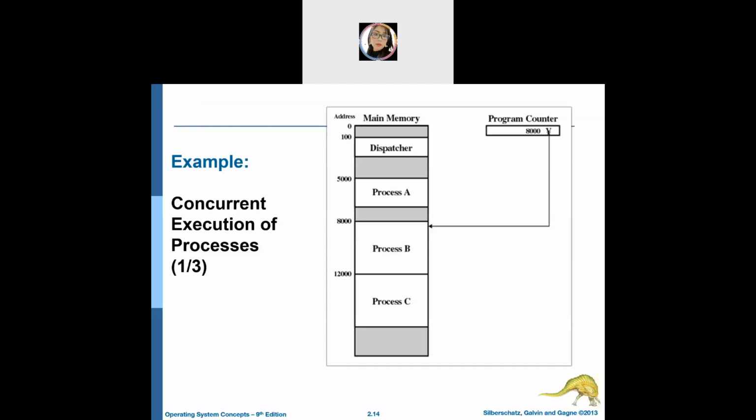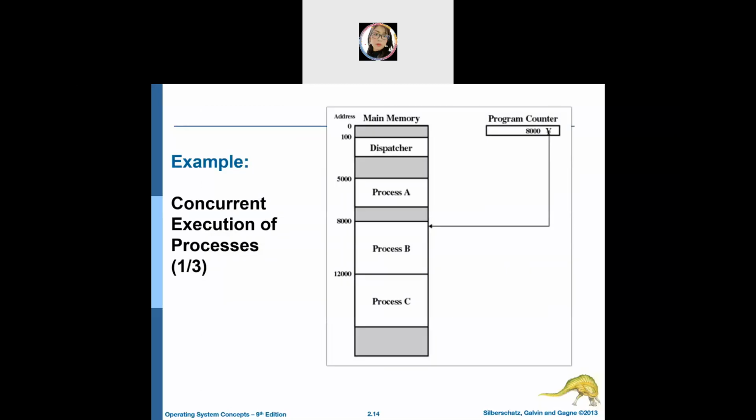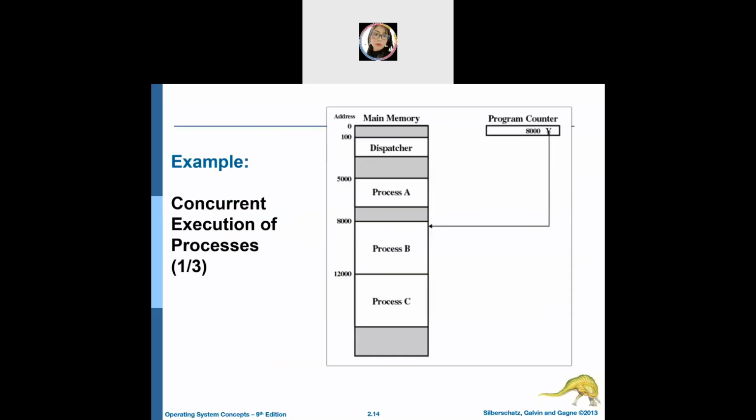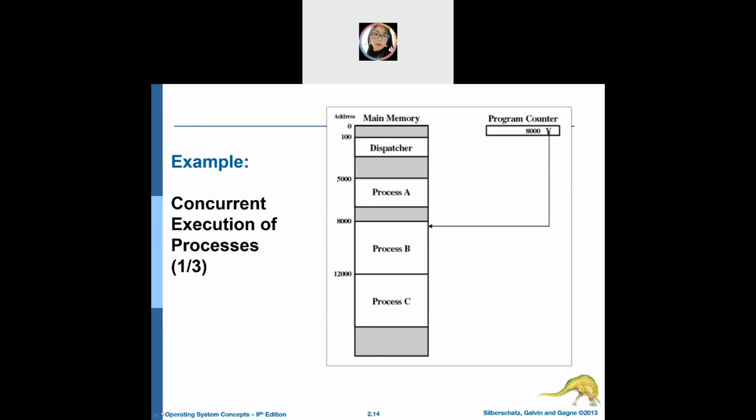So let's see the example here when you have a concurrent execution of processes. Why can't I go to the next? Wait, is it high? Last time, is it ideally? I will double check later for the next slide because I shared this one in PDF with you. So maybe you just see the first program.